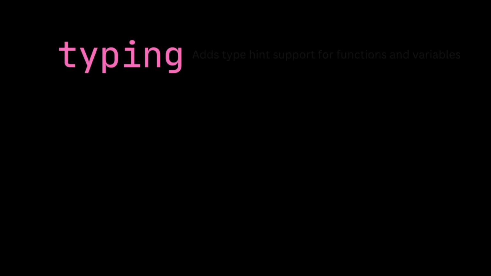Python has a library called typing that adds type hint support for functions and variables. Today, we'll learn how to use type hints effectively in our code. Type hints don't make Python a statically typed language like Java, but they help make our code more readable and maintainable by clearly defining what types are expected.